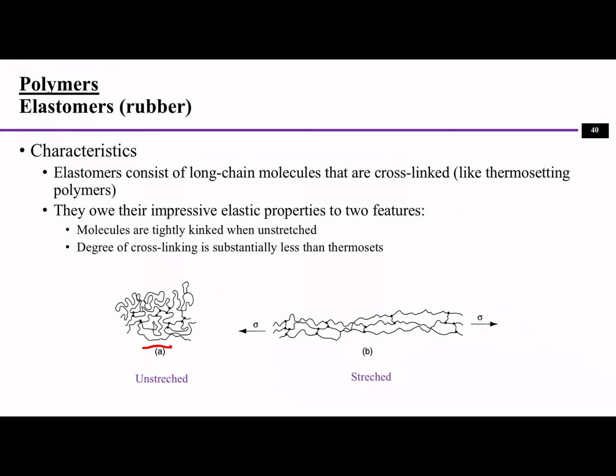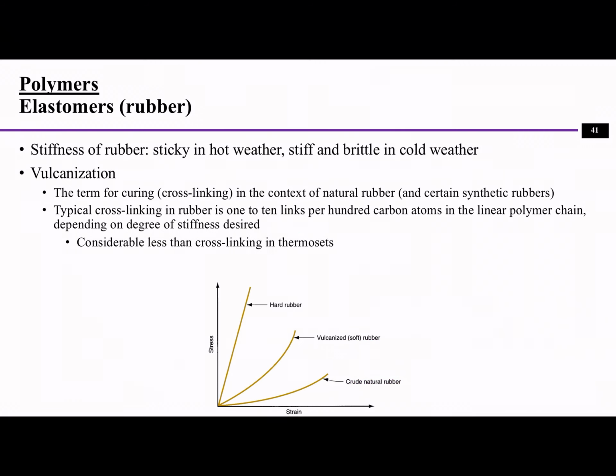Well, another high degree of cross-linking polymer is thermosets. So thermosets actually have more cross-linking than elastomers. For typical rubbers, usually in hot weather they can become a little bit sticky, while in cold weather they can be stiff and brittle.